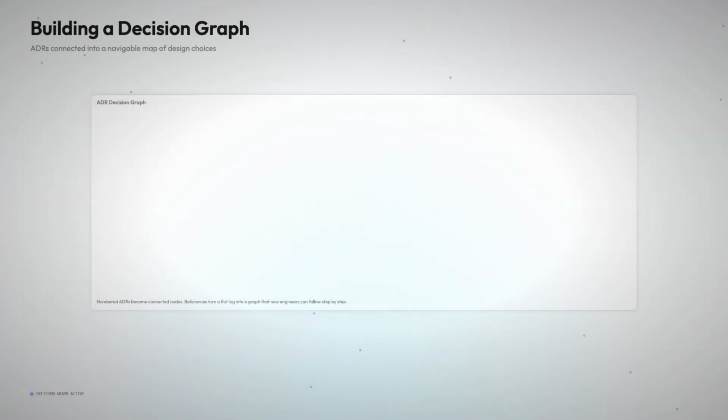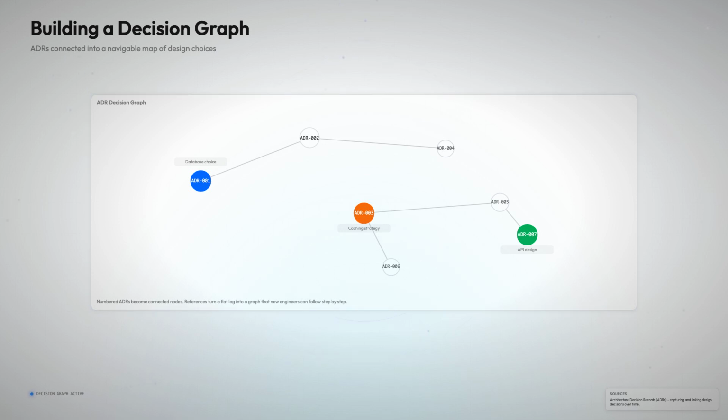Number your ADRs sequentially. ADR 001, ADR 002, and so on. Cross-reference them. Over time, you build a navigable graph of decisions. ADR 003 might reference ADR 001 for database choice and be referenced by ADR 007 for caching strategy. When you onboard new engineers, the ADR log becomes a guided tour of why the system looks the way it does.